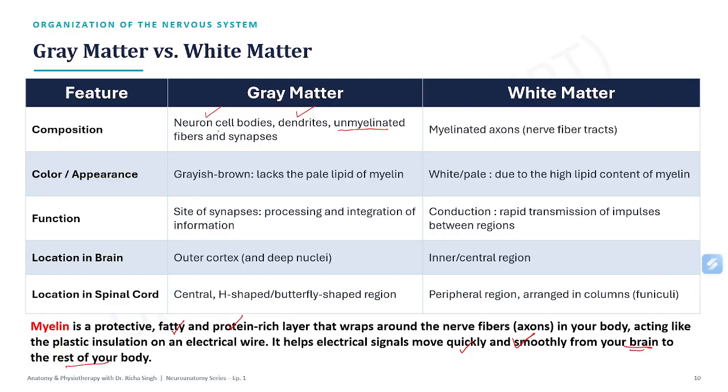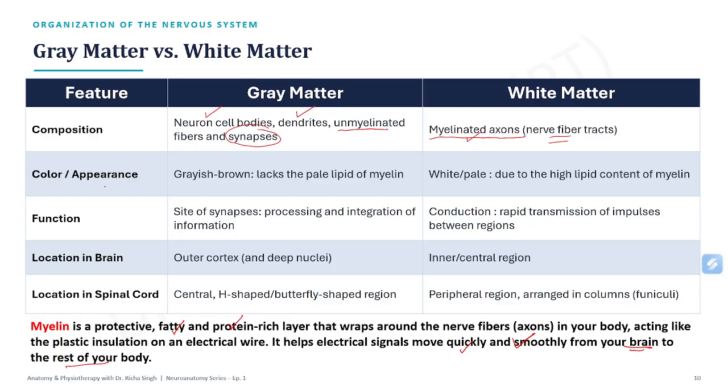Composition wise, gray matter has neuronal cell bodies, dendrites, and unmyelinated fibers, along with synapses. What is a synapse? A synapse is the junction present between two neurons. When two neurons connect to each other, they form a synapse. Then, what is white matter composed of? White matter is composed only of myelinated axons. When we have a bundle of myelinated axons together, they form something called a nerve fiber tract. They form a bundle of nerve fibers called nerve fiber tracts.